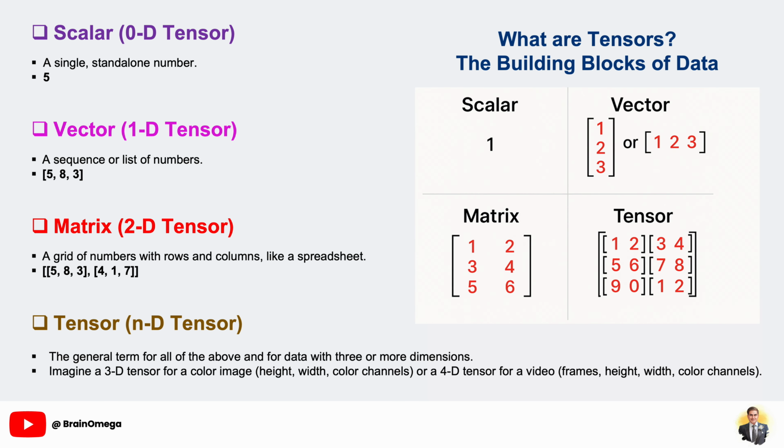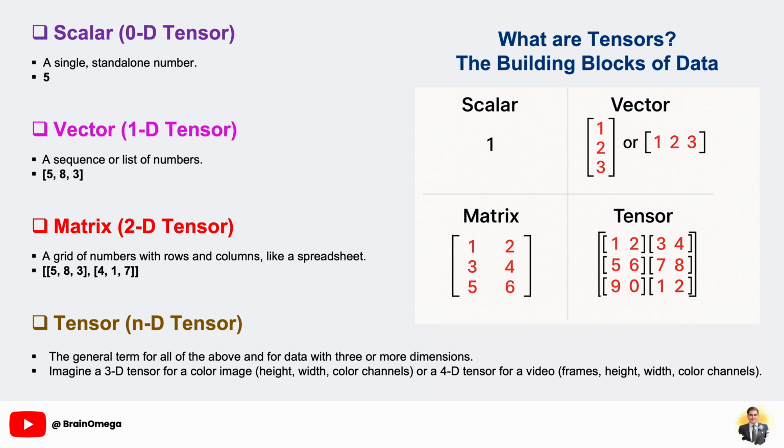Alright, let's talk about the single most important concept in PyTorch, the tensor. The name might sound a bit intimidating, but the idea is actually very simple. A tensor is just a container for numbers, a way to organize data. In fact, all the data you'll ever feed into a neural network and all the internal parameters of the network itself will be stored in tensors. So let's build up the intuition, starting from the ground up.